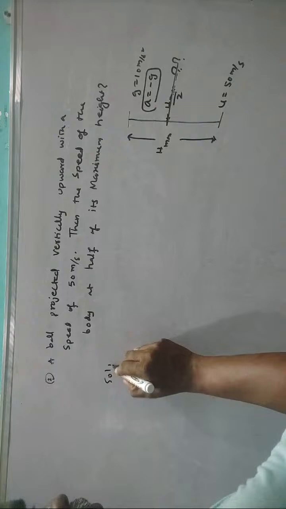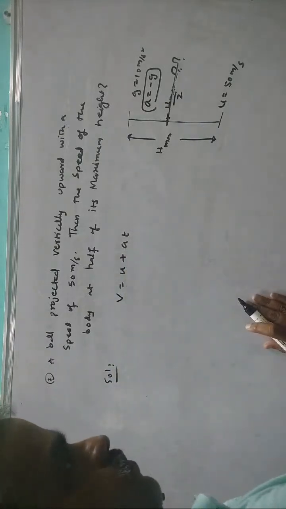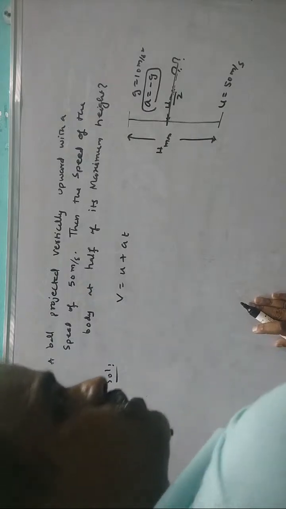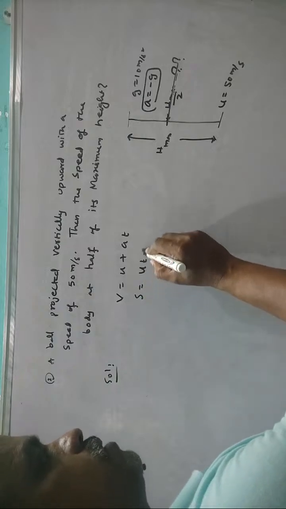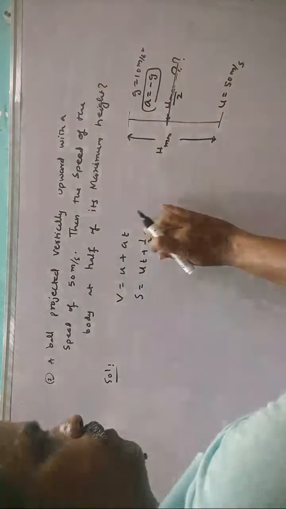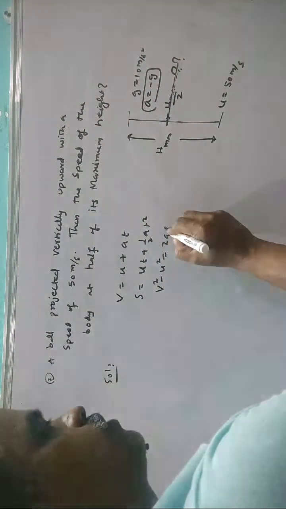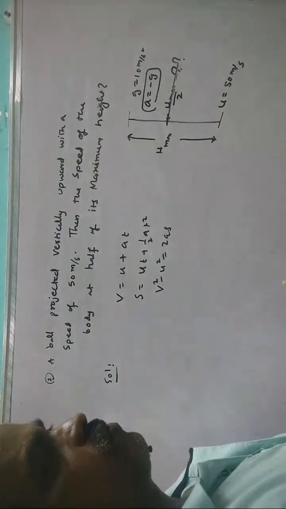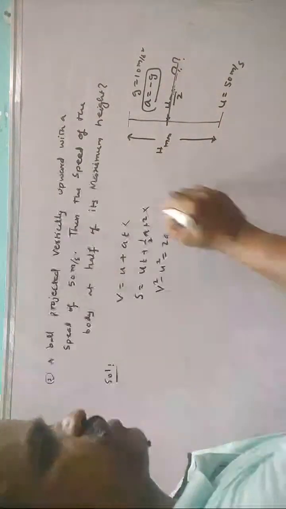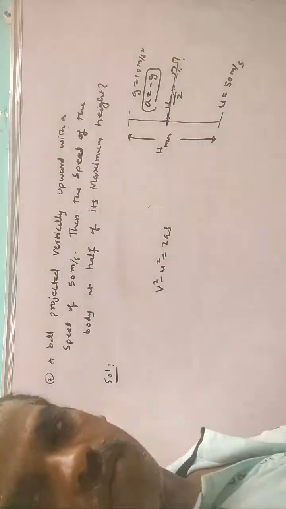We can use the simple equation v equal to u plus at, or s equal to ut plus half at square, or v square minus u square equal to 2as. Which equation is suitable? In the first two equations time is there, and we don't have time here, so the third equation is very suitable: v square minus u square equal to 2as.